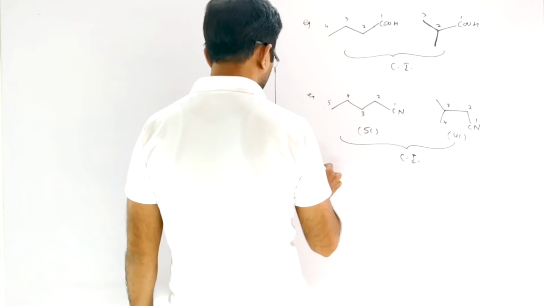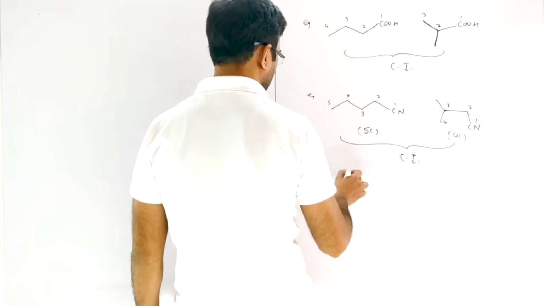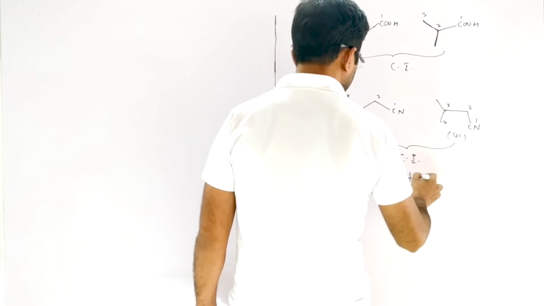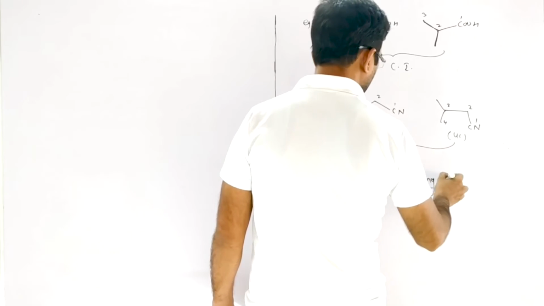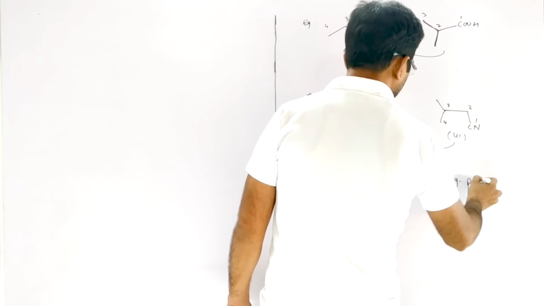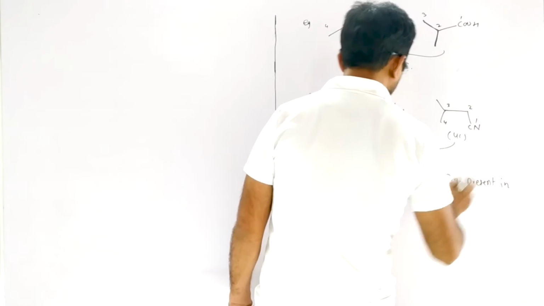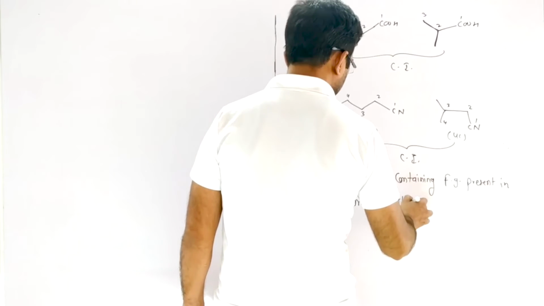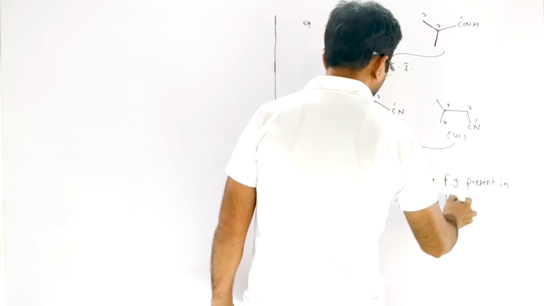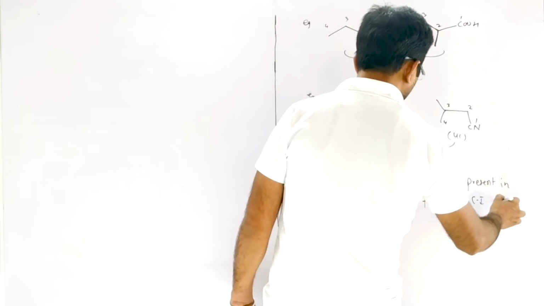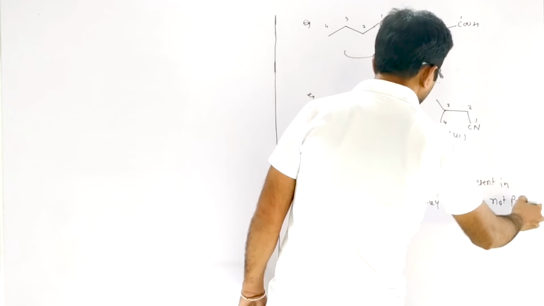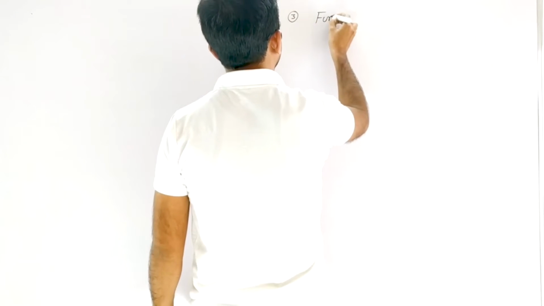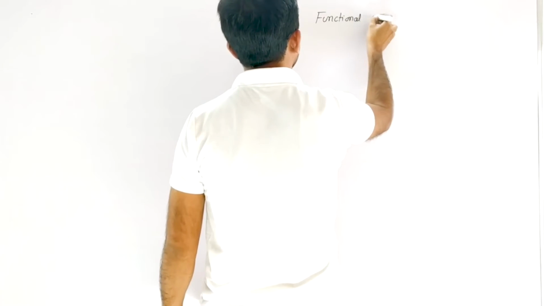Now, an important point: if a carbon-containing functional group is present in the compound, then they have chain isomerism, not position isomerism. Next, third, we discuss functional isomerism.